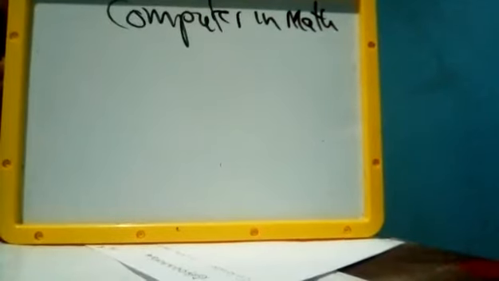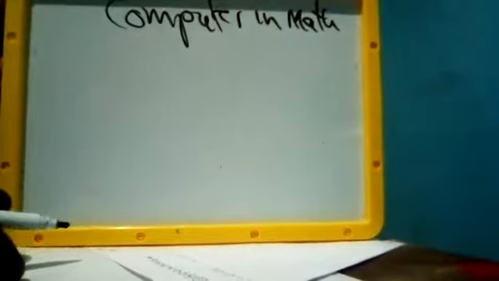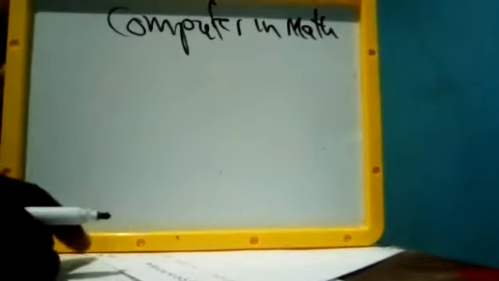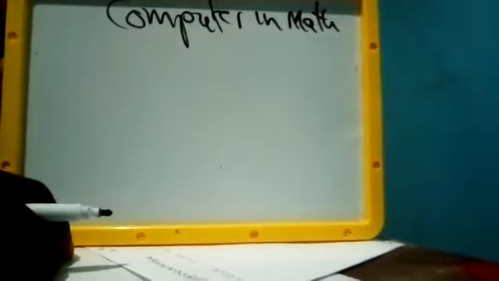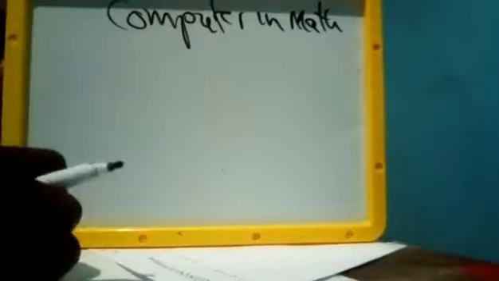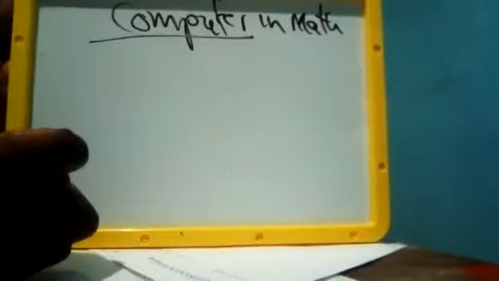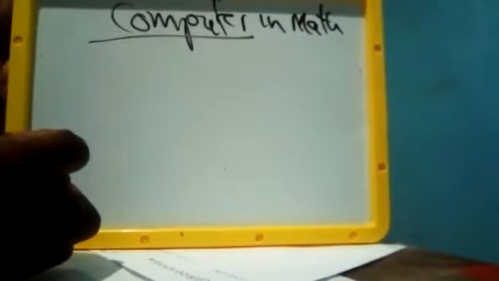Okay, so I want us to look at computing mathematics for grade 9. I'll start by defining the term itself, computer. Then I'll proceed to other parts of computing. We define a computer as an electronic device that manipulates data.